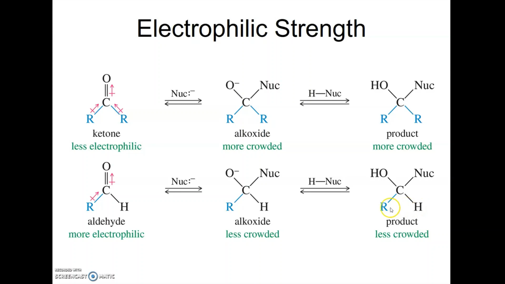So here is less crowded. It means there is less steric hindrance. Here is more steric hindrance. That's why when we look at this type of nucleophilic addition reaction, they all have this equilibrium issue, that the reaction is reversible and can go back and forth.